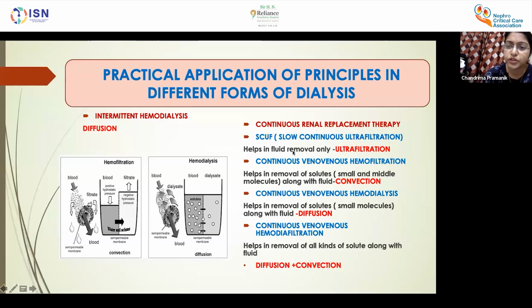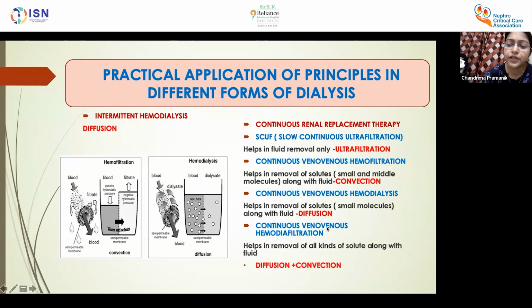One is SCUF, which is slow continuous ultrafiltration. This modality helps in fluid removal only, and hence it is based on the principle of ultrafiltration. Whereas continuous veno-venous hemofiltration helps in removal of solutes, small and middle-sized molecules, and it is based on the principle of convection. Next is continuous veno-venous hemodialysis. It helps in removal of small molecular sized solutes, and it is based on the principle of diffusion.